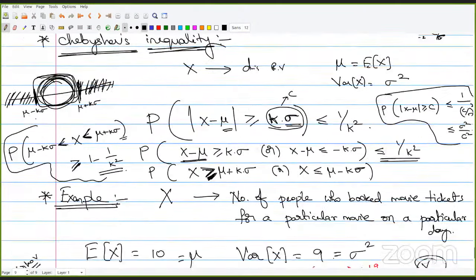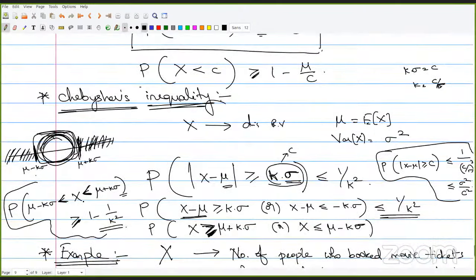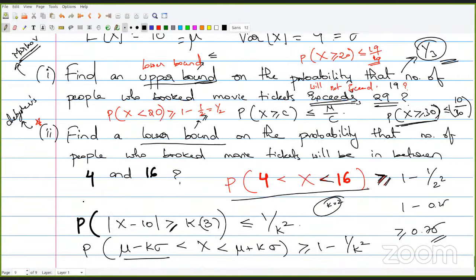Got it. So in that problem, how did we get k equals 2 further down, between 4 and 16? Here we know mu and sigma.